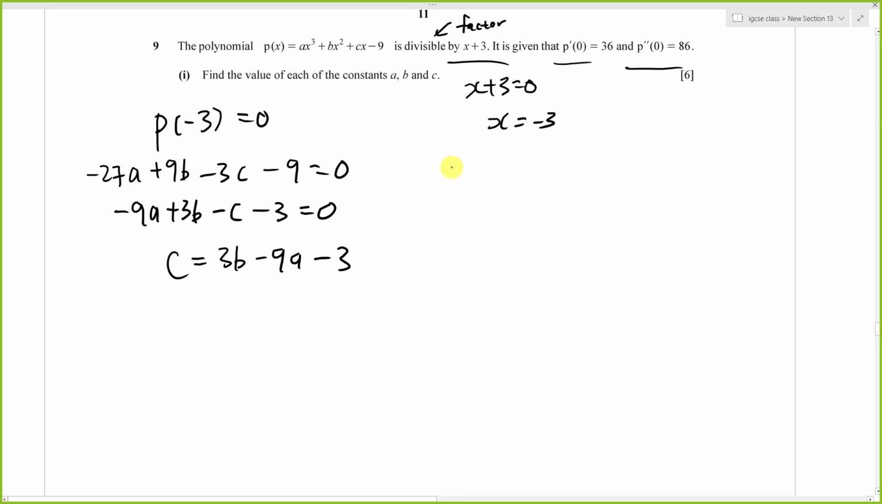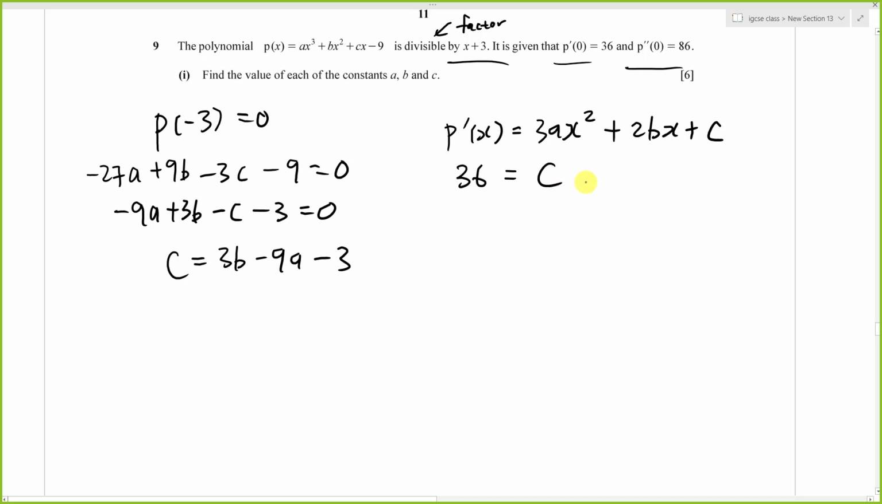Alright, then I will do the first derivative at 0 equal to 36. So I will differentiate p(x). I will have 3ax squared plus 2bx plus c. So when I sub the 0 into here, I will get 36, right? I get 36 when I sub the 0, then c equals 36, because the 0 terms get 0.